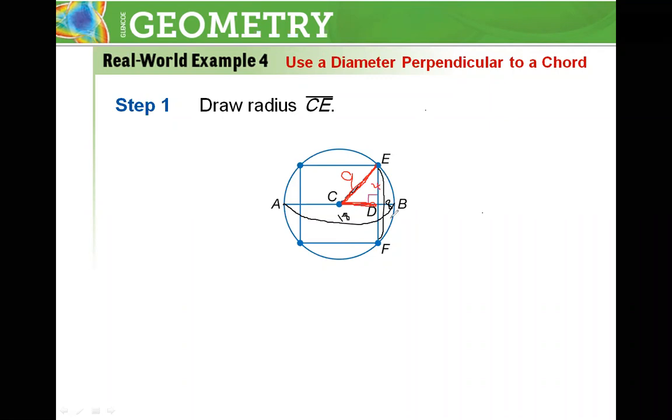Excellent. Because as we said in theorem 9.3, if we have a diameter and this diameter is perpendicular to a chord, it bisects the chord. So this is 8, this becomes 4. Now you have a right angle triangle, Muhammad. You have two sides. Can you get the third side, which is CD?